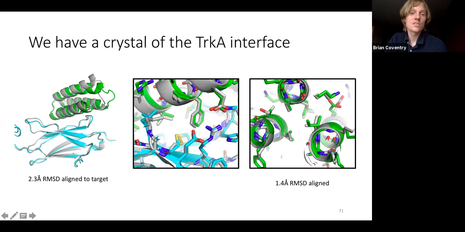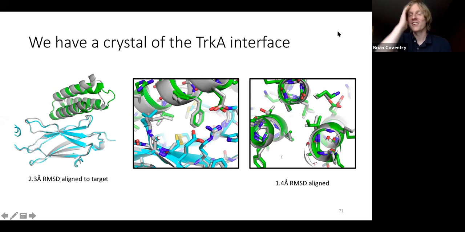We have crystals. Here's a crystal of the TrkA interface. I think in the paper we actually have 5 crystals now, so that'll be exciting. They're probably on the PDB if you look for them. But yeah, here's the crystal, and then you're going to ask the question, Brian, you just said that you have to have half angstrom accuracy. How come there's 1.4 angstrom accuracy here?